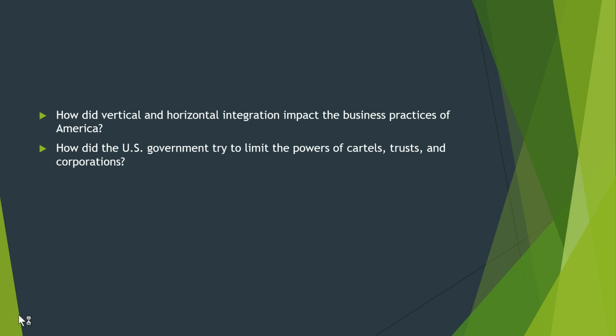So, last standards check. How did vertical and horizontal integration impact the business practices of America? And how did the U.S. government try to limit the powers of cartels, trusts, and corporations?